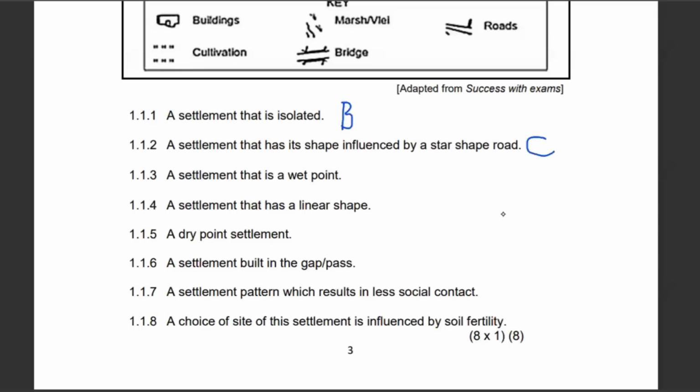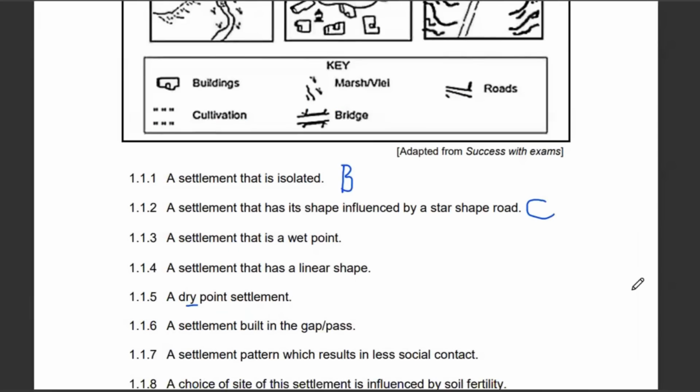Then we have a dry point settlement. In a dry point settlement, in that particular area, there is a risk of flooding. For the risk of flooding, it means we must establish a settlement above the flood line. We must try to identify a high-lying area which won't be affected by flood because there is risk of flooding in the given area. That is a dry point settlement. So we want to look for a settlement that has been established because of the need to access water. A wet point settlement, that is number 1.13.